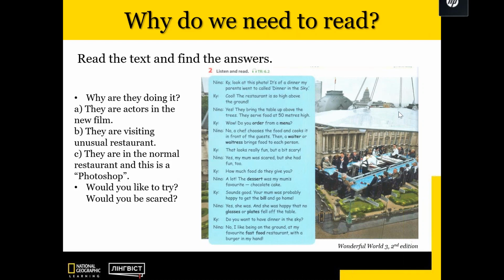Moreover, it's very nice if you would refer to the personality of your students. So you will ask them some questions like, would you like to try it? Would you be scared, right? And then ask them what the children in the text feel, what they think, if they're scared or not, and something like that, right? So they can compare themselves to other children.